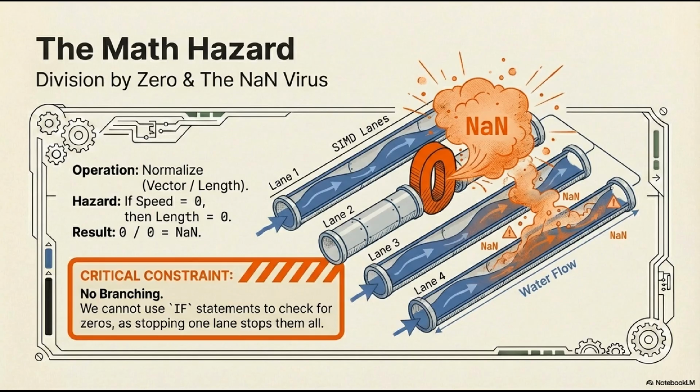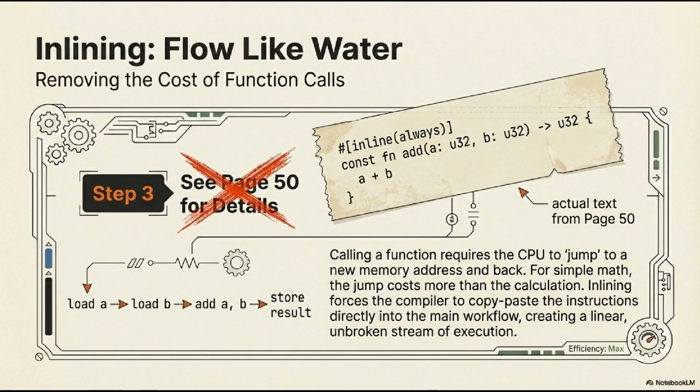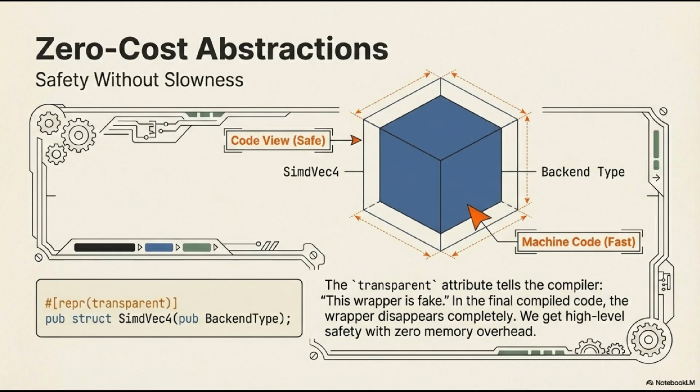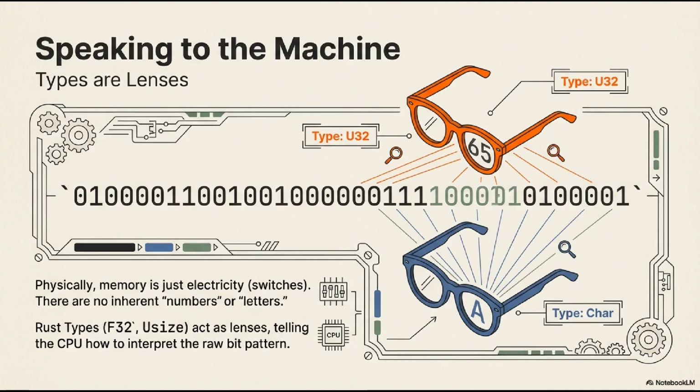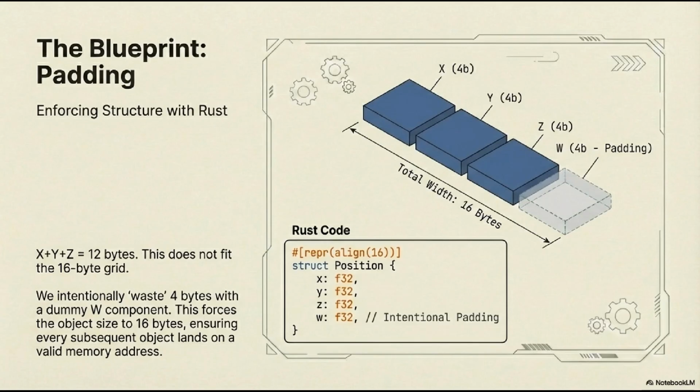Okay, so RAM is the library way down the street. The register is the desk right in front of me. Perfect. Now let's look at the old way of doing math. We call this scalar mode. The technical name is SISD. What does that stand for? Single instruction, single data. It basically means do one thing to one number.